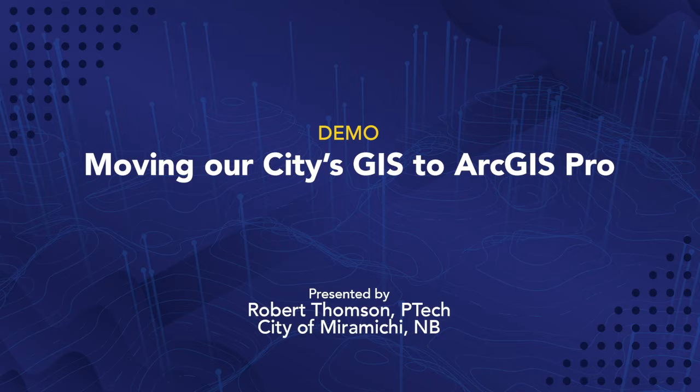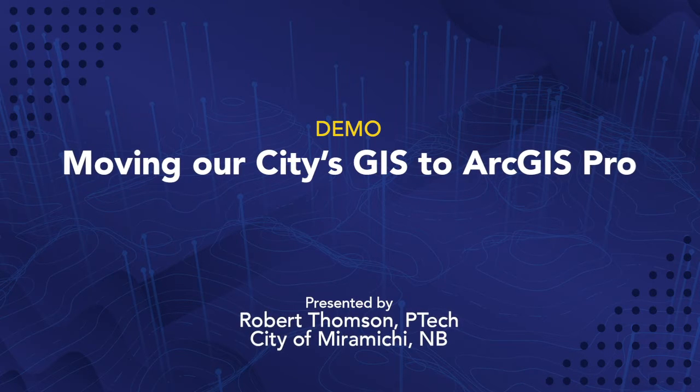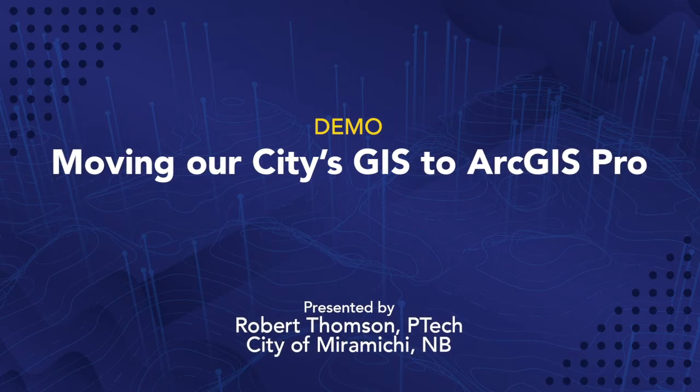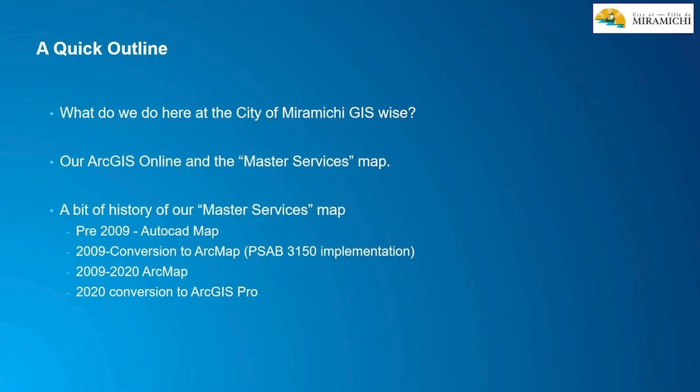Hello all. Esri has asked me to talk a bit about how we moved our municipal-based GIS, that is our storm, sanitary, water, and roads, from ArcMap to ArcGIS Pro. What do we do here at the City of Miramichi GIS-wise? A little look at our ArcGIS Online and the Master Services map, a bit of history of our Master Services map, and the 2020 conversion to ArcGIS Pro, which for us was quite a bit of a biggie.